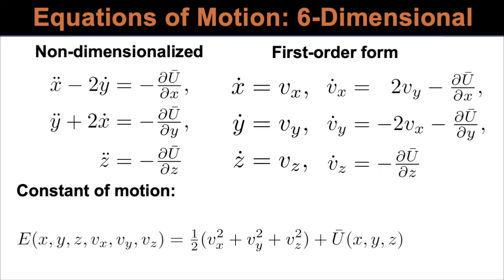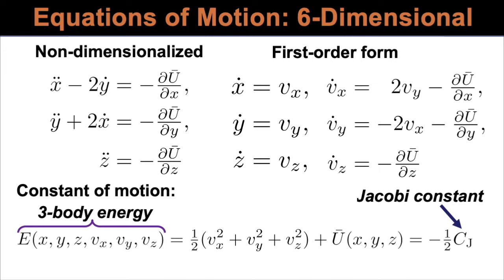So the constant of motion, I call it E for three-body energy, and it equals 1/2 the velocity squared in the rotating frame plus the effective potential. So it looks like 1/2 mv squared, where m here is just equal to 1. We're not considering the mass of the spacecraft, plus this effective potential. I like writing things in terms of this three-body energy. For historical reasons, there's the Jacobi constant, and this ends up equaling negative 1/2 of the Jacobi constant. So higher energy means lower Jacobi constant.